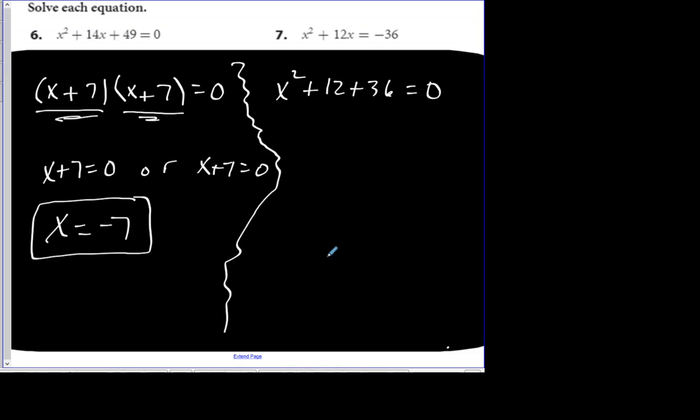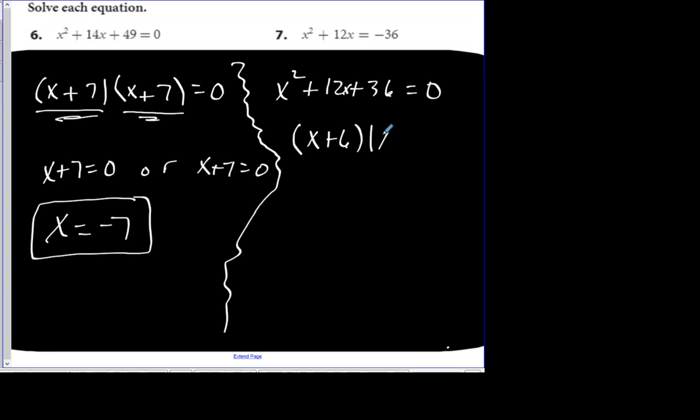So when you add 36 to both sides, it then gives you x squared plus 12x. Don't let me forget the 12x right here. Plus 36 equals 0. Well, now that should look like number 6. Oh, yeah. So could we now factor this into two binomials? Yeah. Yep. And when you factor that, what do you get?